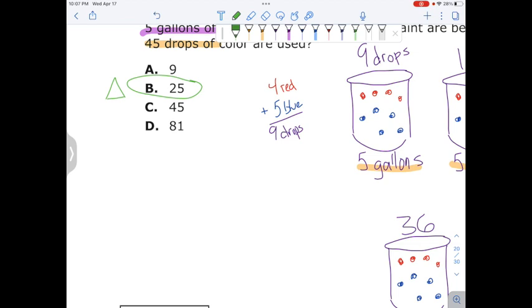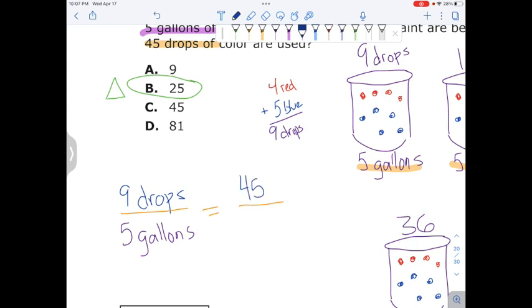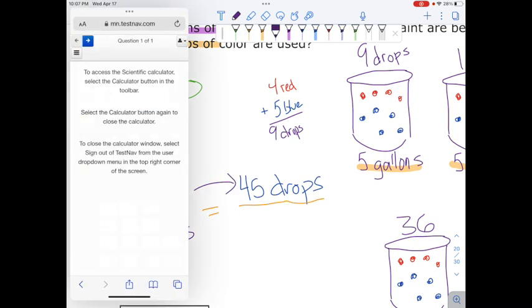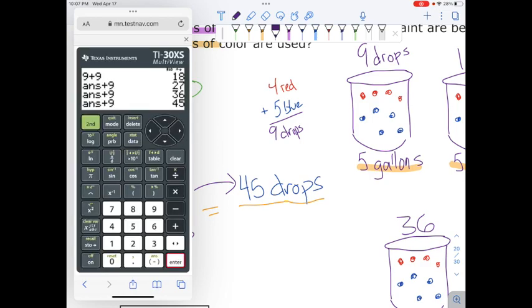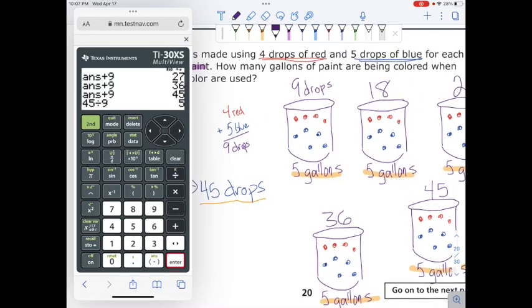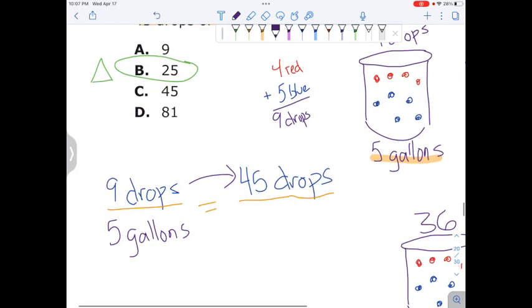So I'm going to write 9 drops, and I'm going to compare that to 5 gallons. At the end, I know we're using 45 drops. Right? So I have to figure out, what do we multiply 9 by? So we'll just go backwards, get my calculator back here. 45 divided by 9 is 5. So we'll times 5. And if we do that on the top, we have to do that on the bottom. Hey, look, 5 times 5 is 25.